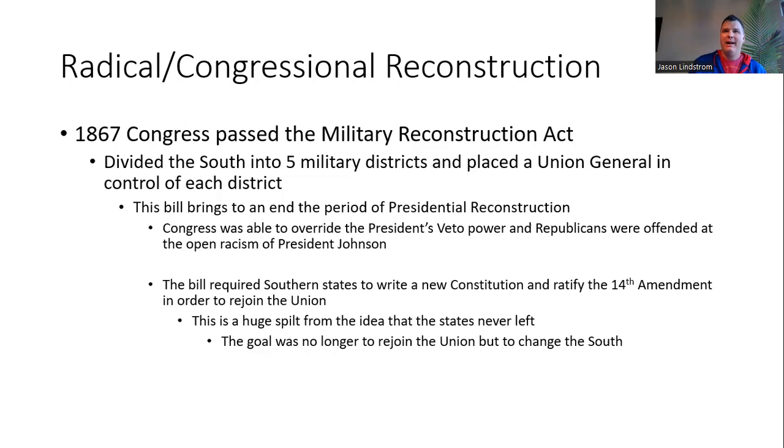And then also, does it really matter? There's a problem with the way that the formerly enslaved people of the South are being treated, and the federal government's going to go in there and change things. So, is that point moot? Maybe, but this is what historians are going to look at and argue about.